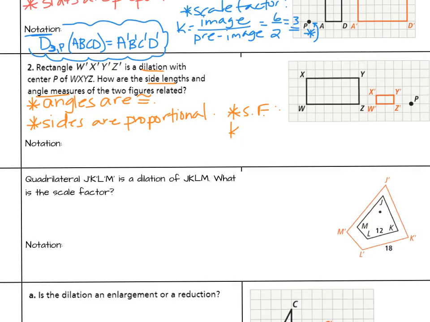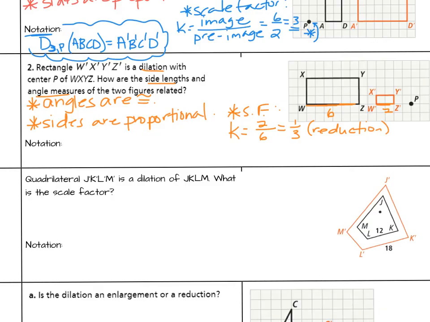So that's going to be K equals. Again, take any pre-image and image side lengths. So I'm going to tack WZ on the bottom. And that side length, if I count from W to Z, that's 6. But then WZ prime is only 2. So if we do image over pre-image and reduce the fraction, it reduces to 1/3. So again, that's a reduction. And that makes sense because our image is smaller than what we started with.